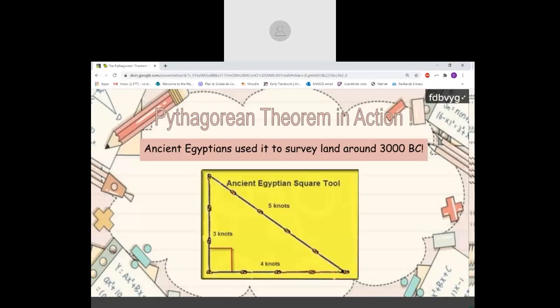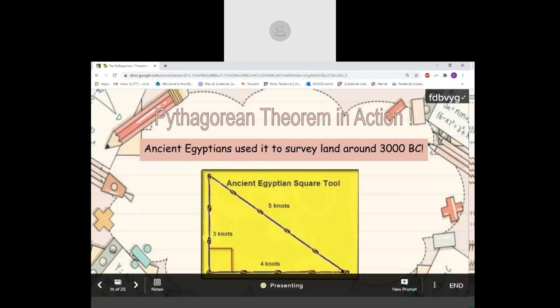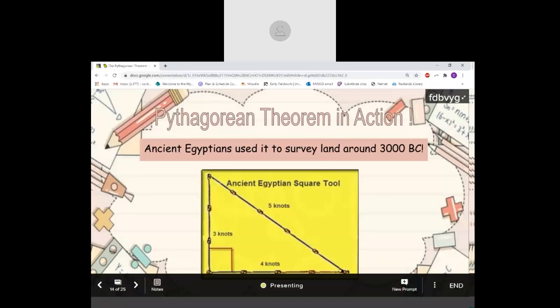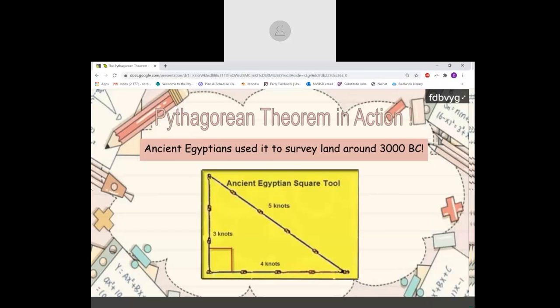Okay, so ancient Egyptians used the Pythagorean theorem to survey land around 3000 BC. And this is a little image of how they did it. If they had a square of land and they needed to survey it, they would cut it diagonally, which is what class? What is that diagonal line? Does anyone know? The one that's opposite of the right angle? The hypotenuse. Good, awesome job. And so anyways, they would use the Pythagorean theorem and these triplets to really survey the land.